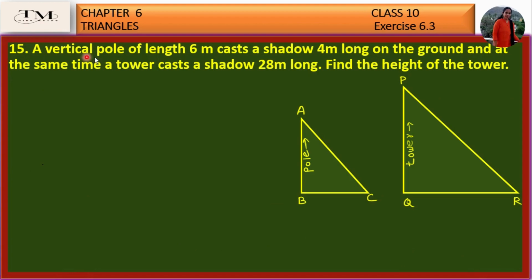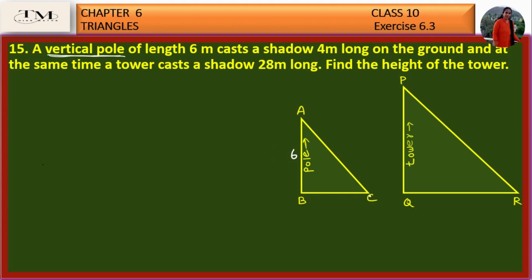A vertical pole of length 6 meter casts a shadow 4 meter long on the ground and at the same time a tower casts a shadow 28 meter long. Find the height of the tower. So what are the things given? A vertical pole. So it is a standing line, that is vertical pole of length 6 meter, casts a shadow.